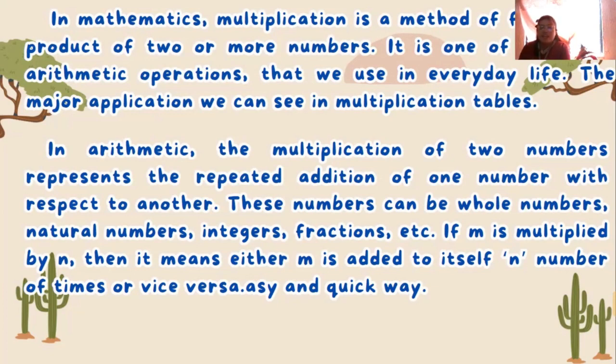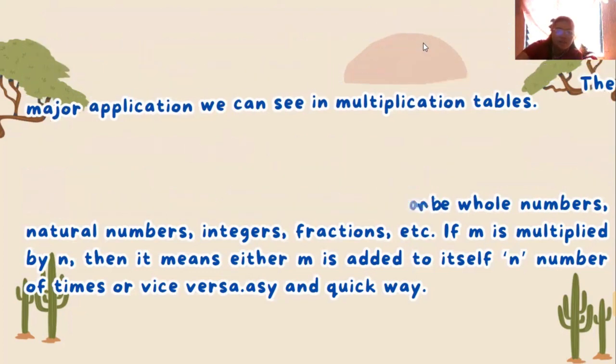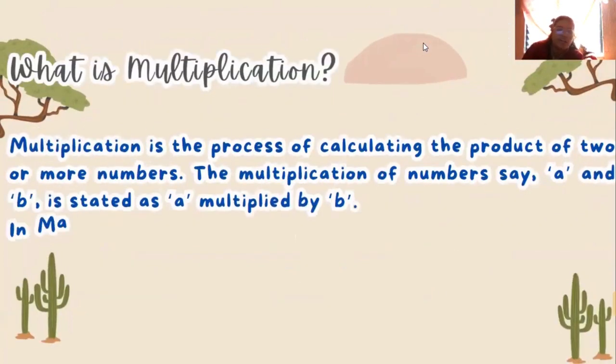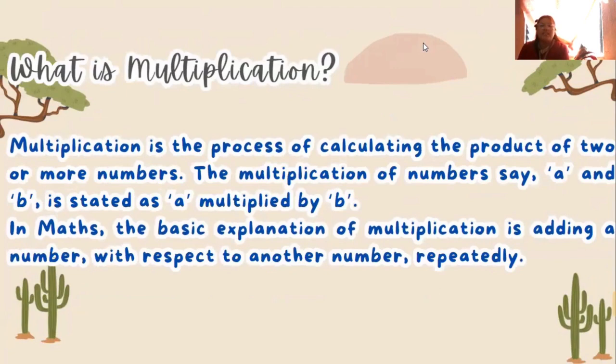In arithmetic, the multiplication of two numbers represents the repeated addition of one number with respect to another. These numbers can be whole numbers, natural numbers, integers, fractions, and etc. If m is multiplied by n, then it means either m is added to itself n number of times or vice versa. Okay, an easy and quick way. So what is multiplication?